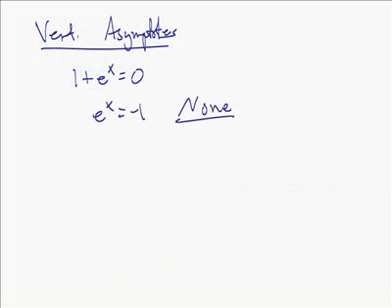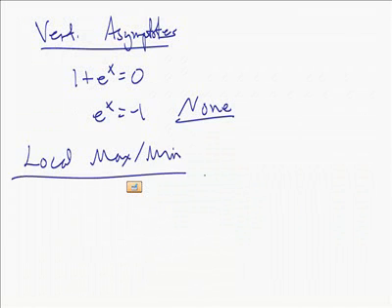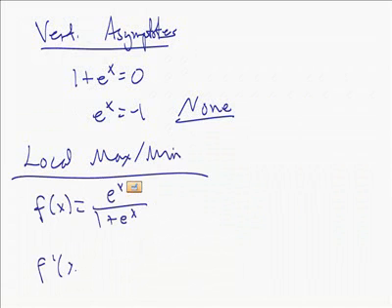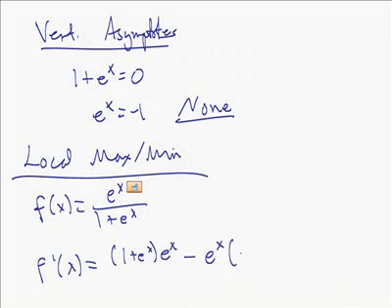Okay, let's find the local max and min values then. To do that, we're going to need to take our derivative. So f of x is e to the x over 1 plus e to the x. So f prime of x is going to be equal to what? Let's see, it's the bottom times the derivative of the top. The derivative of the top is just e to the x. Minus the top, e to the x, times the derivative of the bottom. The derivative of 1 is 0, the derivative of e to the x is e to the x. All of that divided by the bottom squared, 1 plus e to the x squared.